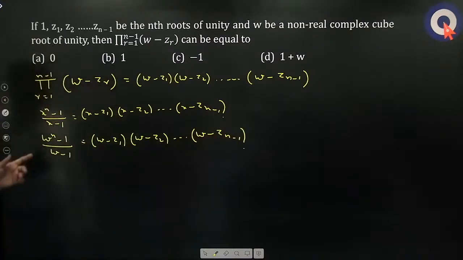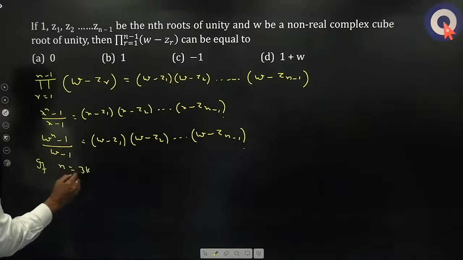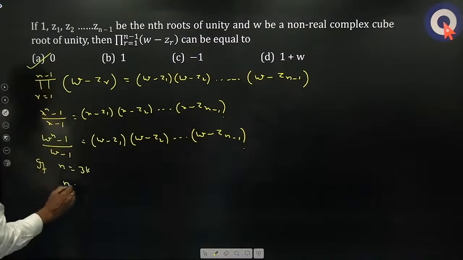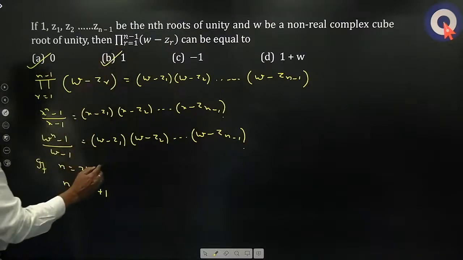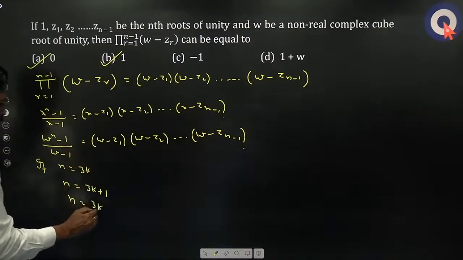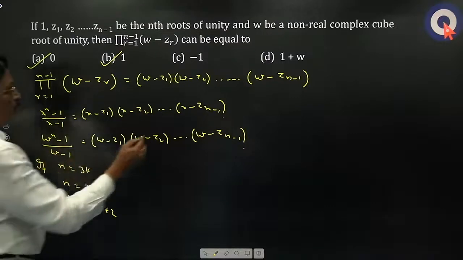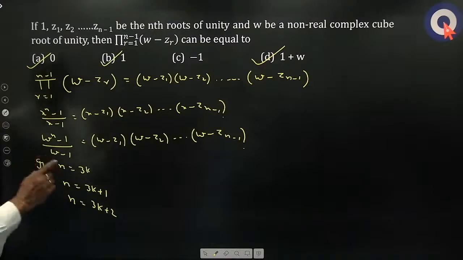Now what happens to this? If n is equal to 3k, a multiple of 3, then of course this will become 0. And if n is equal to 3k plus 1, what you get is omega minus 1 by omega minus 1, which will become 1. And if n is equal to 3k plus 2, we get omega square minus 1 by omega minus 1, which will become omega plus 1. So this value you get is 1 plus omega, or omega plus 1 you can write. All right. So this is it.